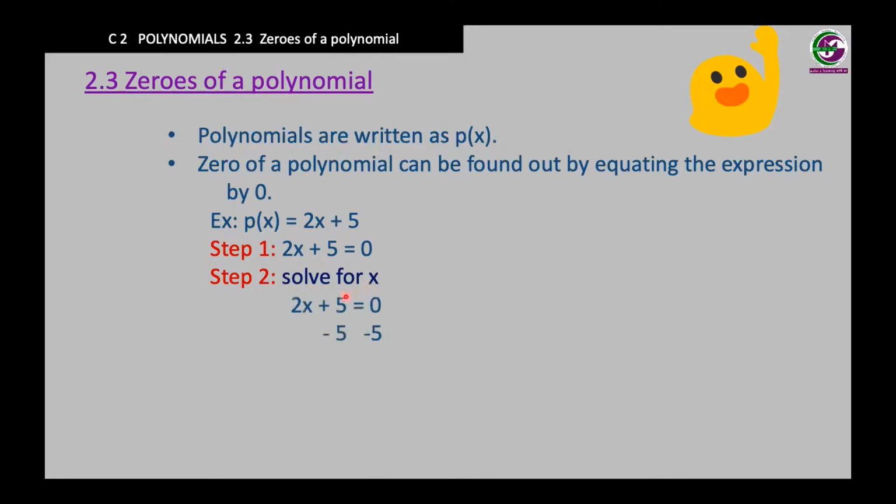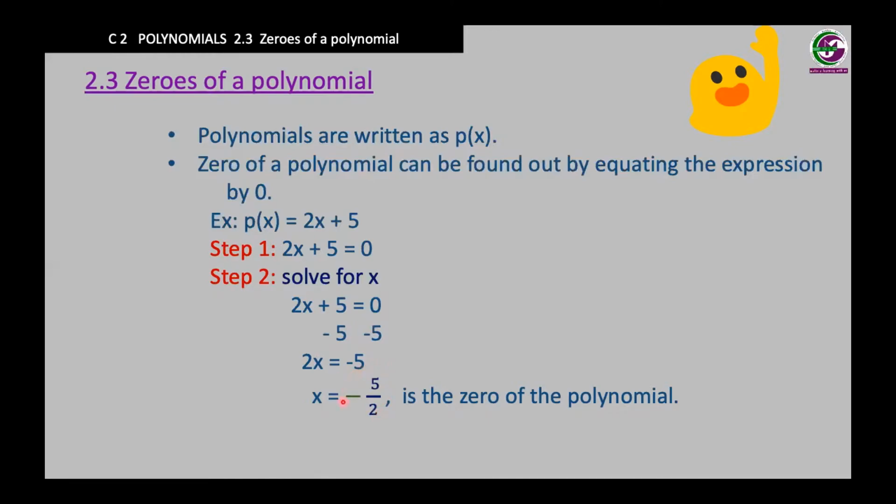We just keep moving one by one, plus 5 changes to minus 5 on the other side. These two get cancelled. So on the left side, we will have only 2x. And on the right side, 0 minus 5, negative 5. And then the last step is to keep x alone. We have to move times 2 as divided by 2. And that's your answer. So x is equal to negative 5 by 2, or negative 2.5 is the answer.